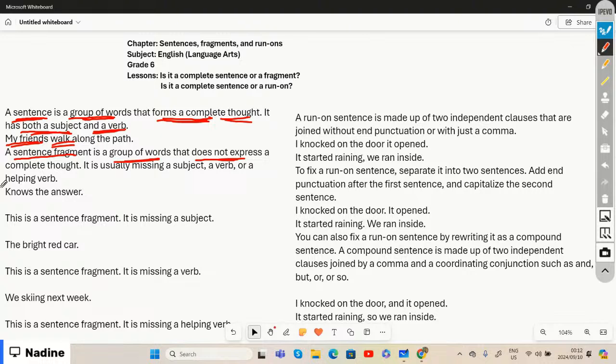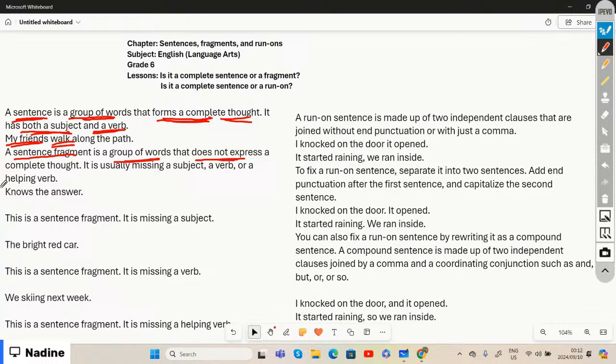Remember, we said a sentence expresses a complete thought, and if it expresses a complete thought, then it has both a subject and a verb, right? But a sentence fragment doesn't express a complete thought.